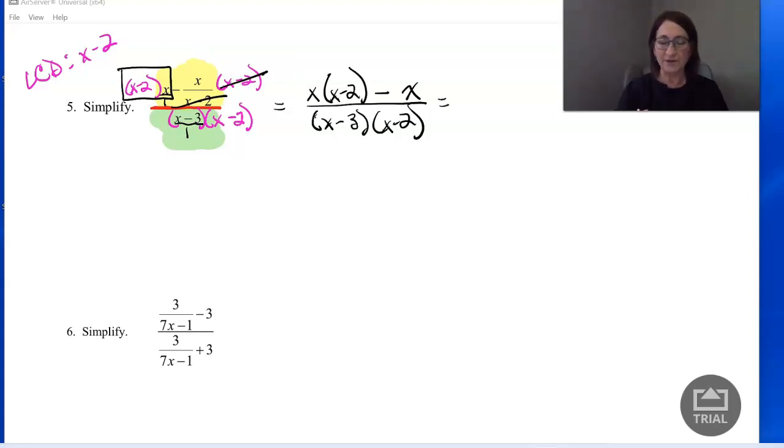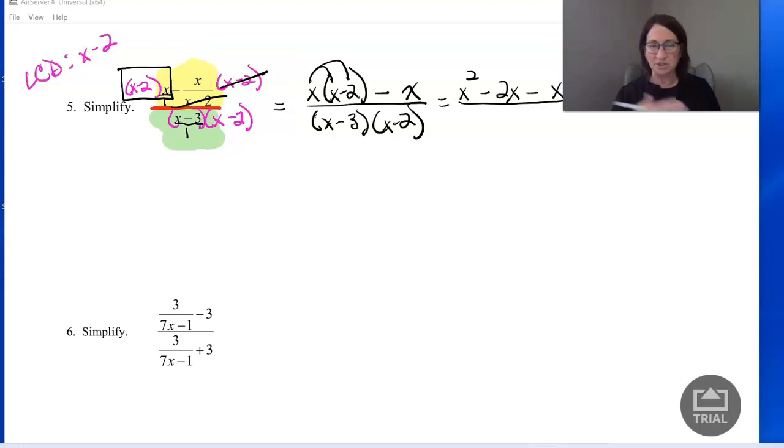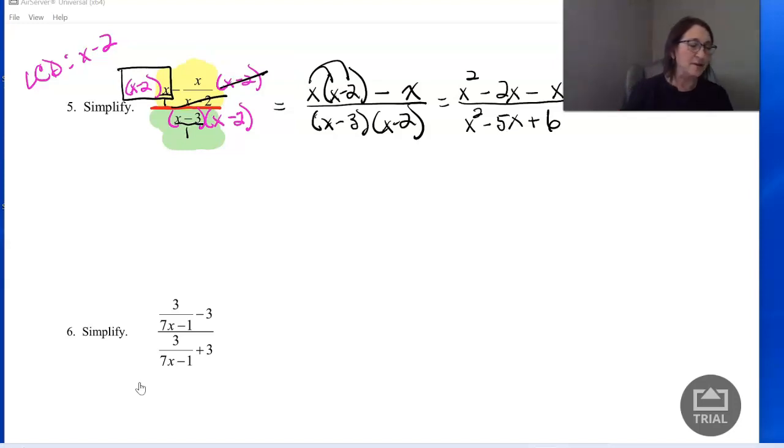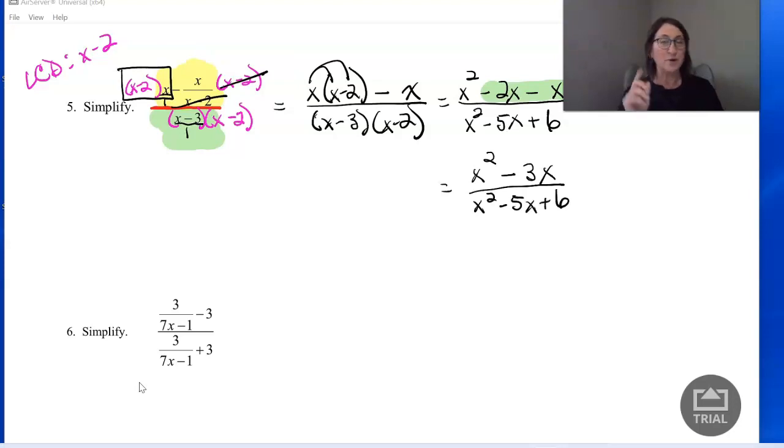Let's go ahead and do the easy stuff first. So I can distribute this x. So I've got x squared minus 2x and then minus x. In the denominator, I'm going to just FOIL that denominator or just multiply it. And so I'm going to get x squared minus 5x plus 6. Okay. I can simplify this numerator a little bit. If I bring together my like terms, that is going to be x squared minus 3x, and that is all over, let's leave it, x squared minus 5x plus 6 for a moment.